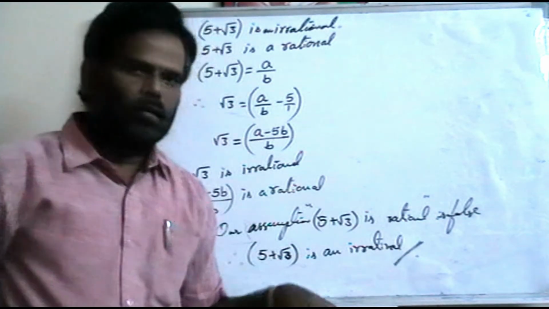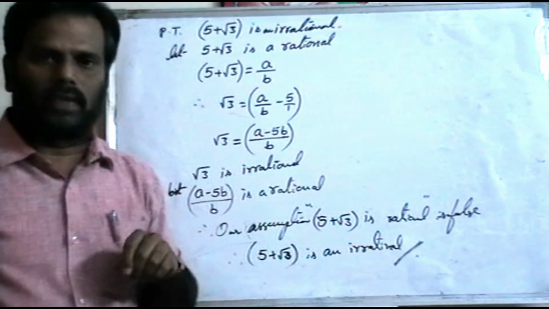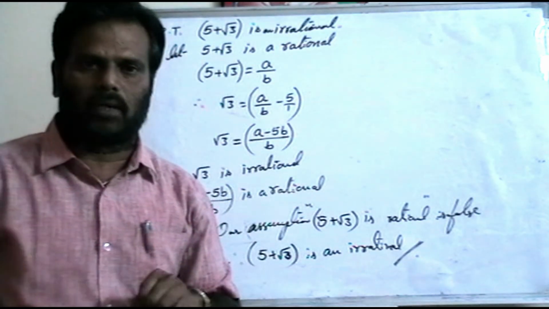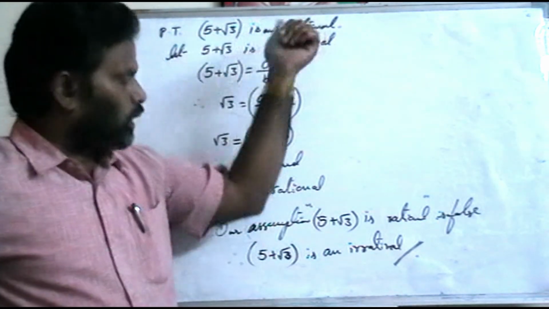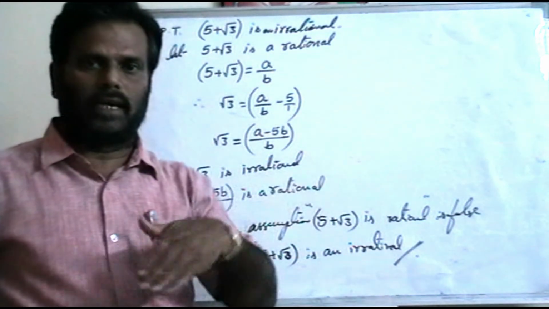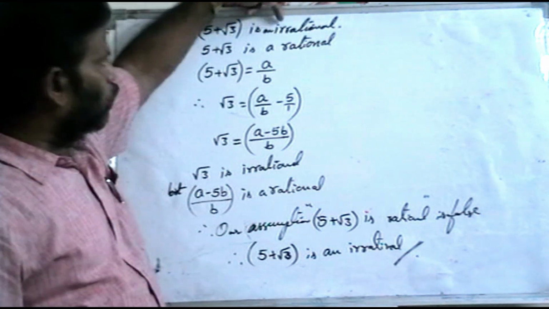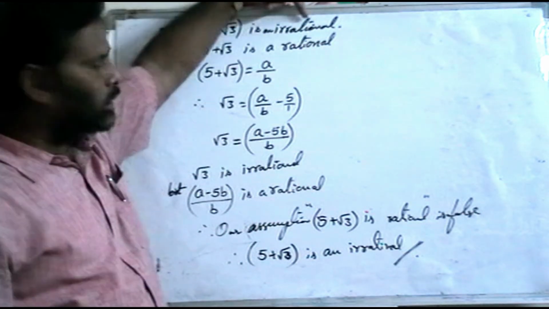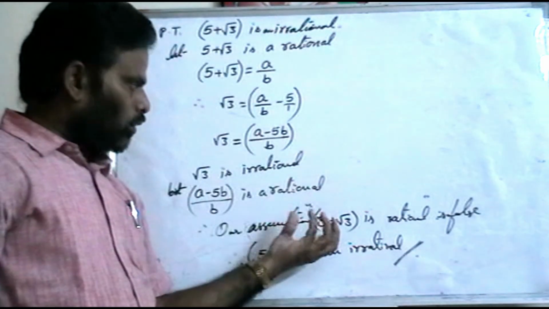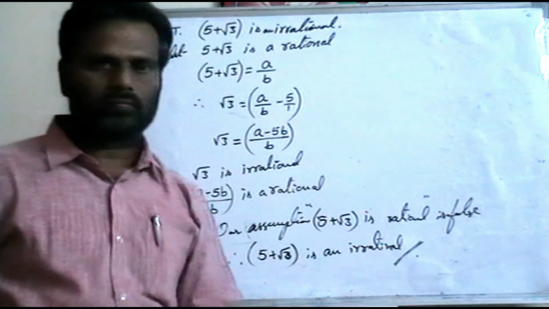So finally here, first one, root 2 is an irrational, second one, root 2 plus root 3 is an irrational number, and third one, 5 plus root 3, is also an irrational number. So these are the proofs by using the indirect proof. Indirect means, whatever we have to prove, that it is an irrational number, let us assume that it is a rational number. Finally we conclude that our assumption is false, so the given statement is true.